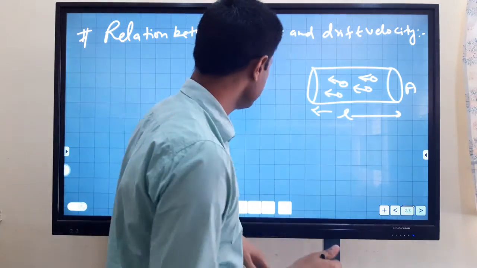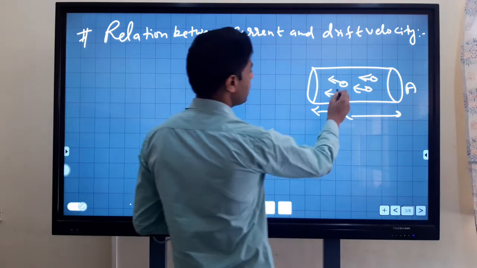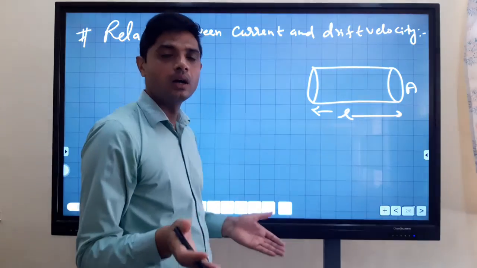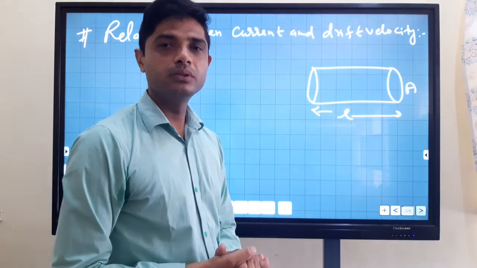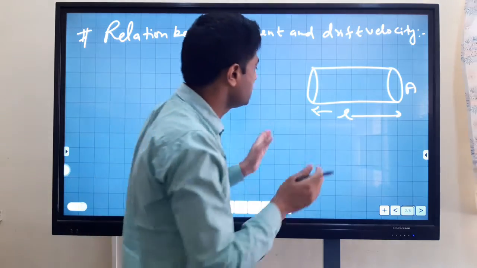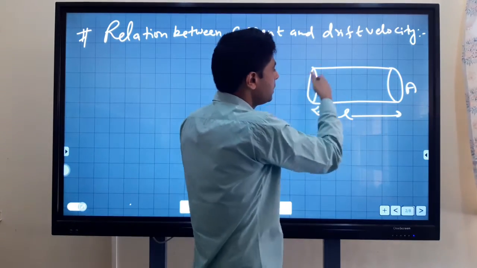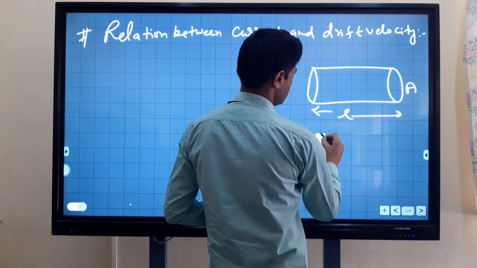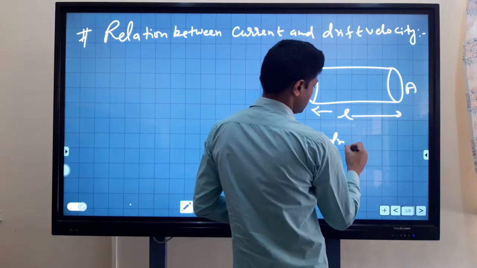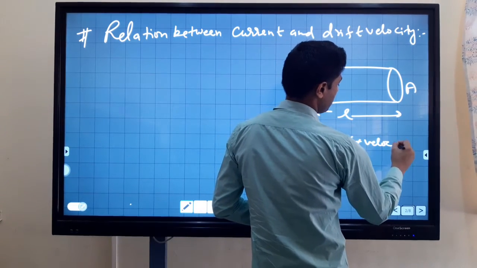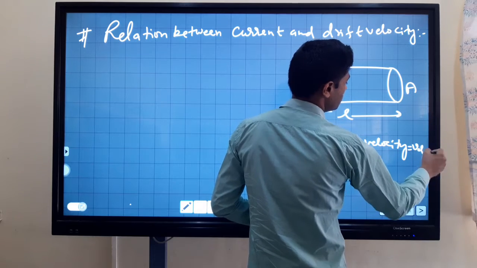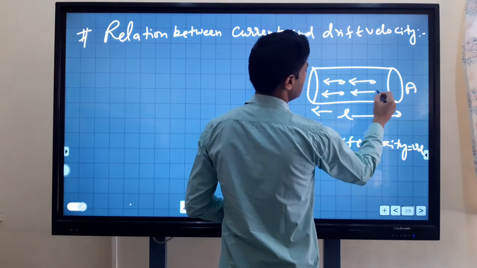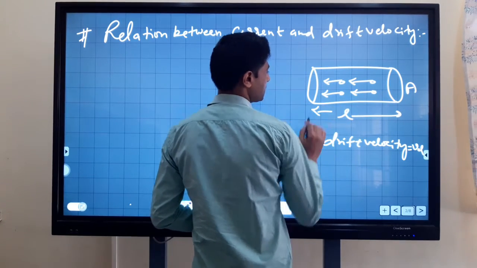But when a battery is applied across the ends of the wire, electrons get a fixed velocity which is known as drift velocity, and the electrons start to move from one end to another. Okay, this is known as drift velocity, equal to Vd.